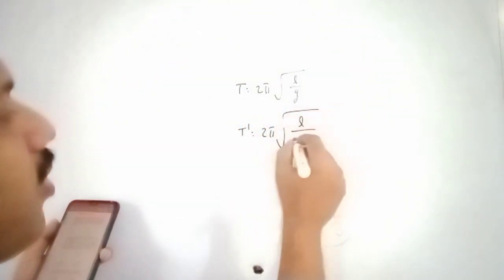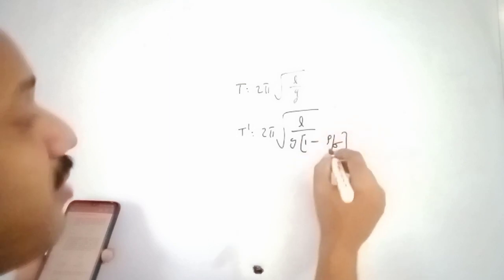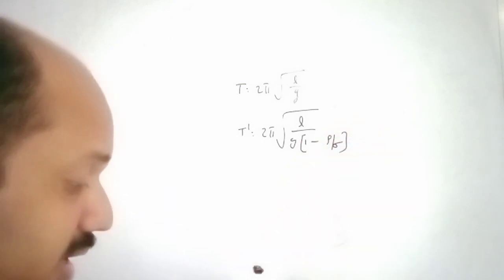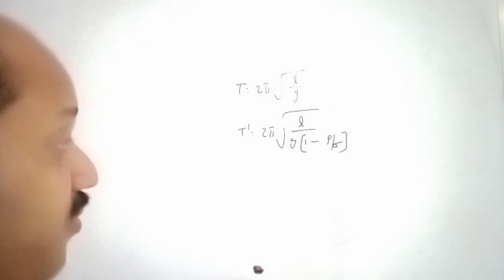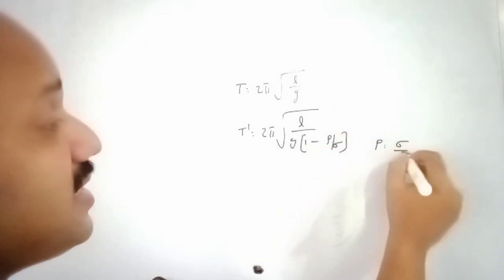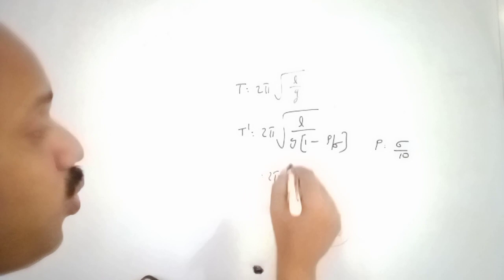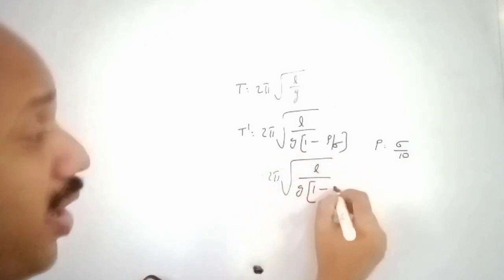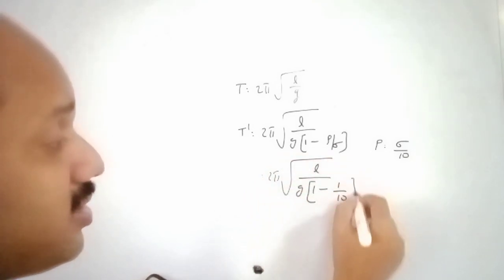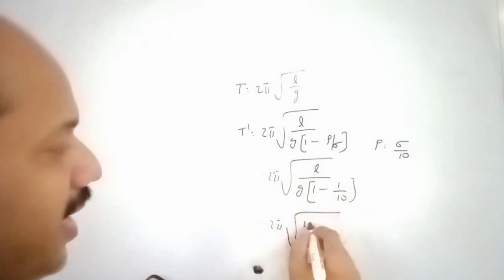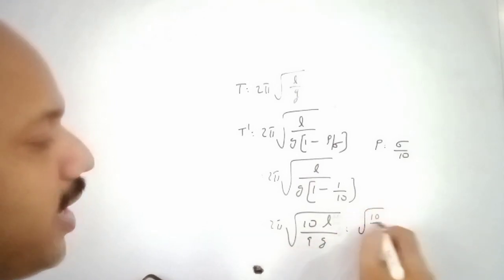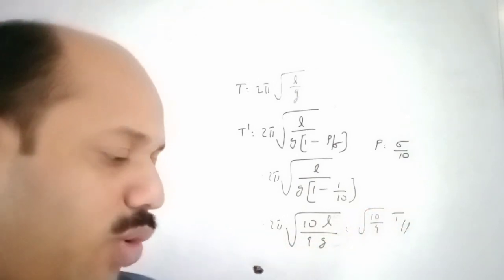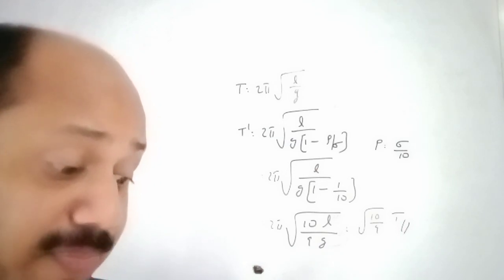T dash is 2 pi root of L divided by G into 1 minus rho by sigma, where rho is the density of liquid and sigma is the density of bob. Here the liquid has density 1/10 that of the bob. Rho is sigma by 10. Here it is now 2 pi root of L divided by G into 1 minus 1 by 10. Then it is 2 pi root of 10 L divided by 10 minus 1, 9G. Now it is root 10 by 9 T, right? Root 10 by 9 T. The answer is 3.